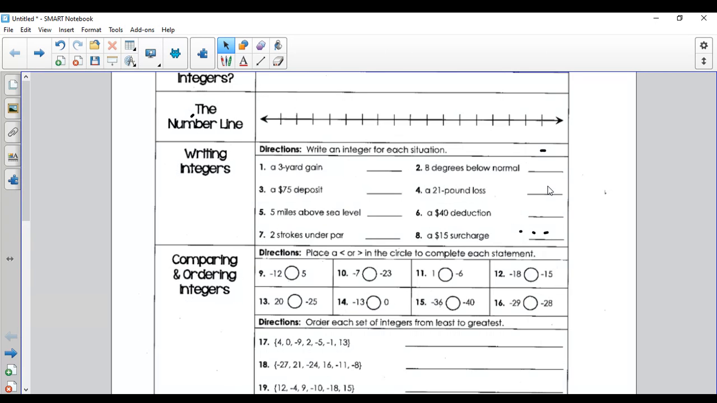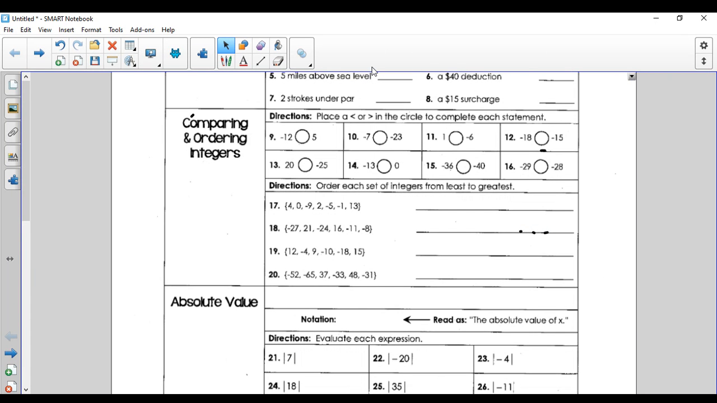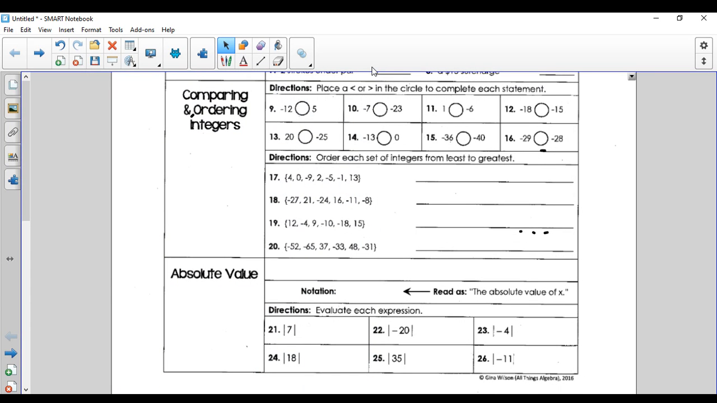So moving up here, we're also going to look at greater than, less than with integers. So obviously, a positive number is going to be greater than a negative number. So it'll look like that. But when you have negative numbers, the lower negative number is going to be greater than the higher one because it's closer to 0. It's closer to being a positive number. So a -7 would be greater than -23.